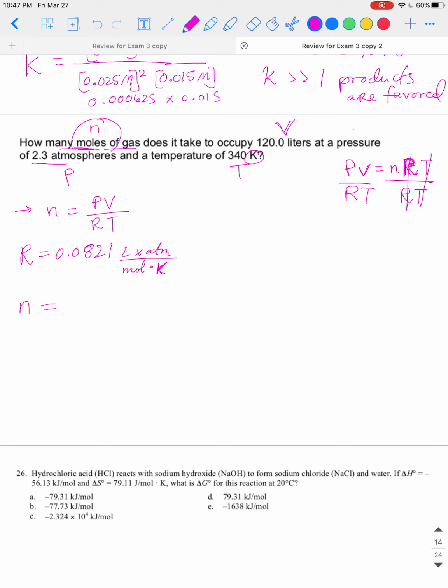So now we really will just plug everything in. n equals pressure, which is 2.3 ATM, atmospheres, times volume, which is 120 liters.